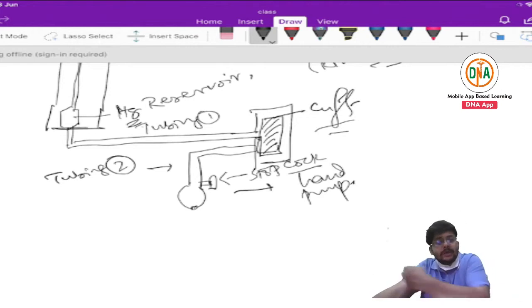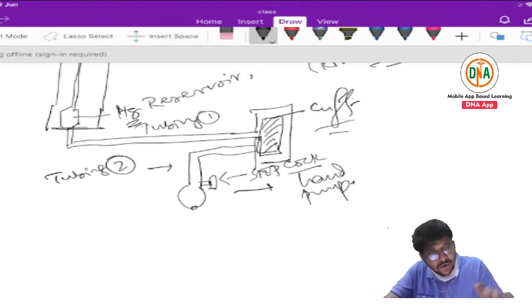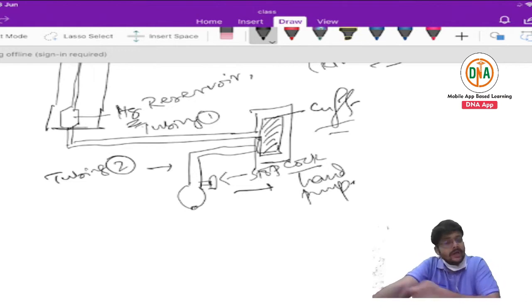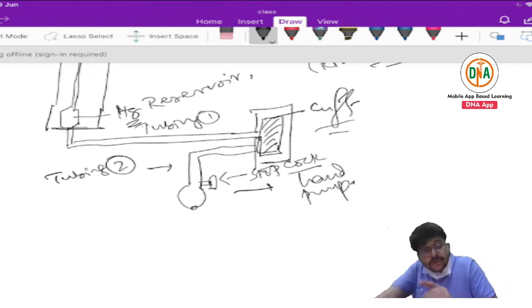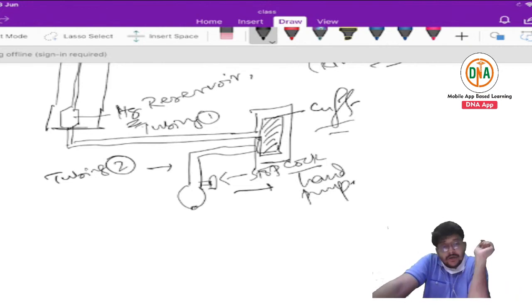If 3 fingers can pass through the cuff, it is loose. You have to make it tight. And if only 1 finger can pass through it, or even less, it is too tight. You have to make it loose. So that's a comfortable position of the Riva-Rocci cuff.